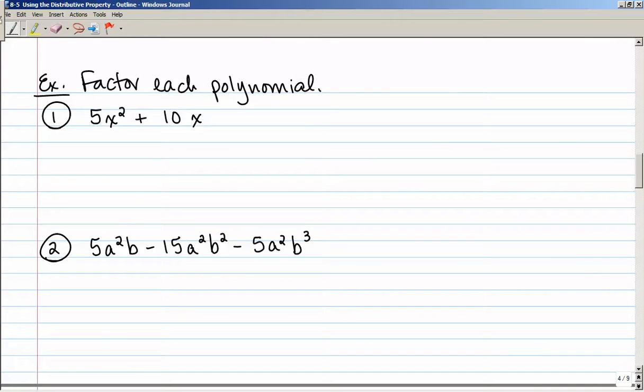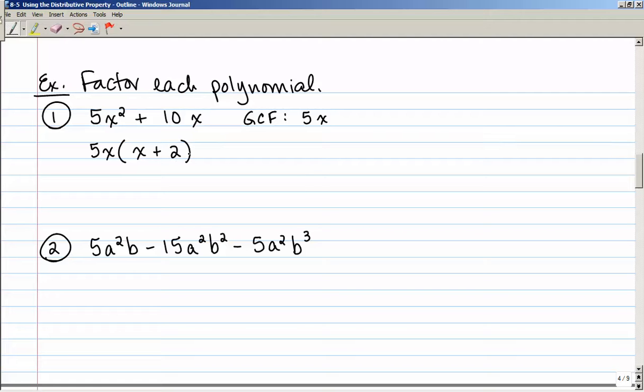So number one, we have 5x squared plus 10x. The greatest common factor in this case is going to be a 5, because both the 5 and the 10 are divisible by 5, and an x, because I can take an x out of x squared, and I can take one x out of here. So my greatest common factor is 5x. So that goes outside the parentheses. And now I divide each term in my original polynomial by this 5x. So 5x squared divided by 5x gives me an x. 10x divided by 5x gives me a 2.